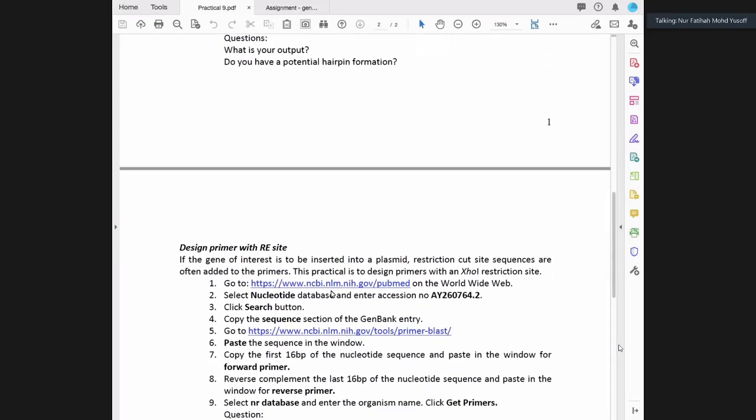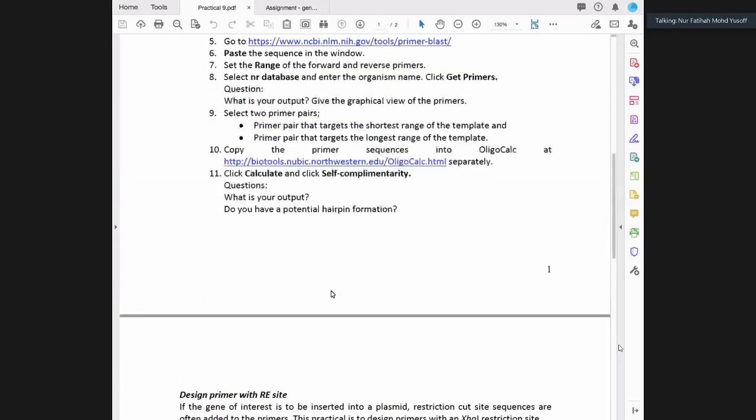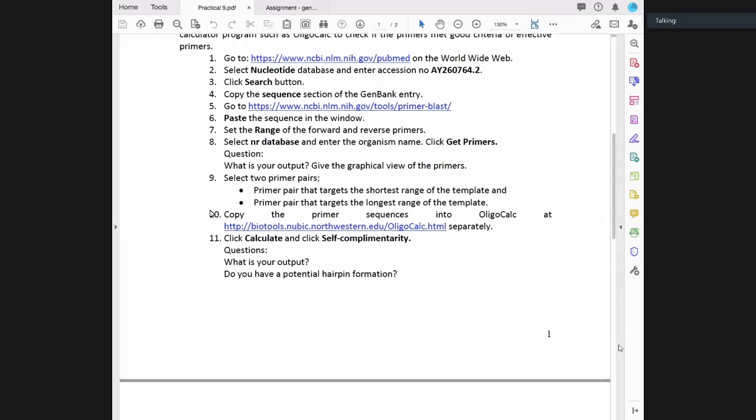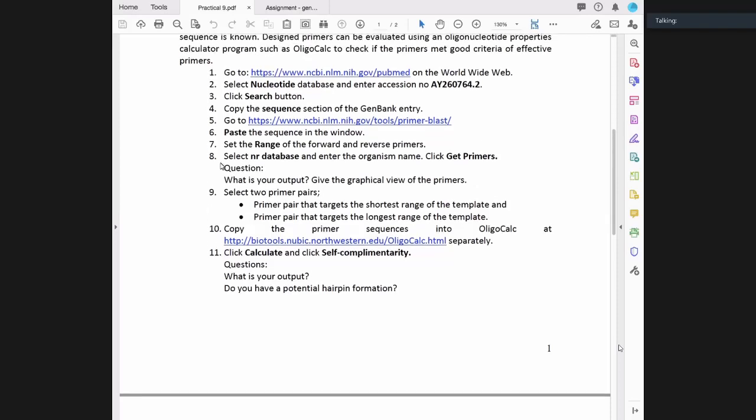This is quite straightforward. You should be able to do it. Doctor, we just need to answer in point form or paragraph? Point form. Doctor, for this report, is it supposed to be group work, pair work, or individual? Individual. The last one, the last practical.